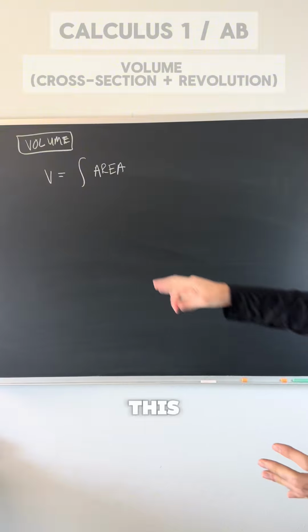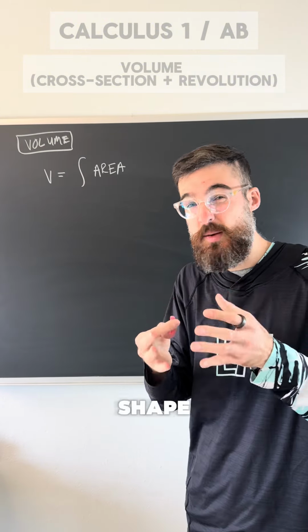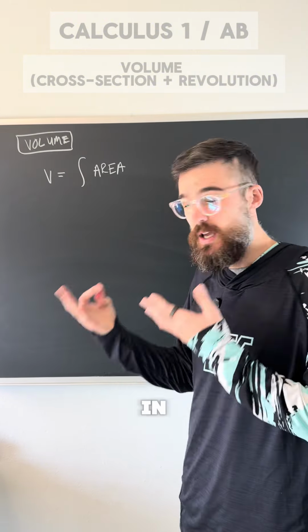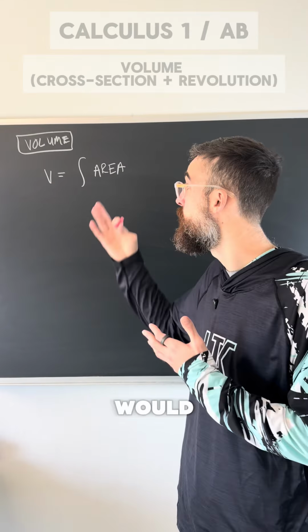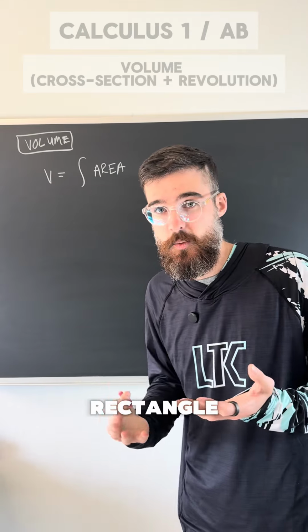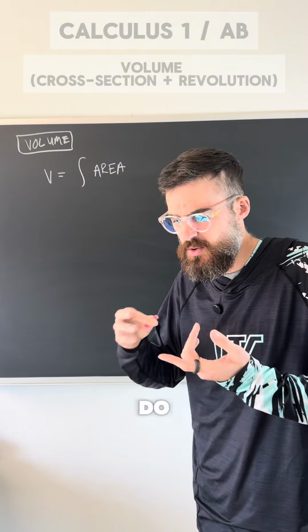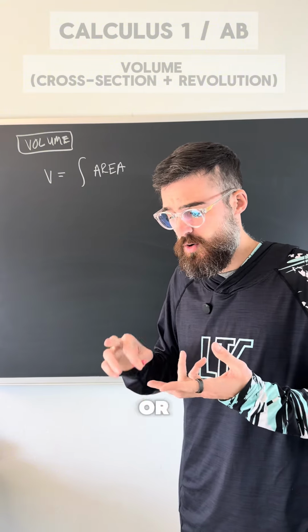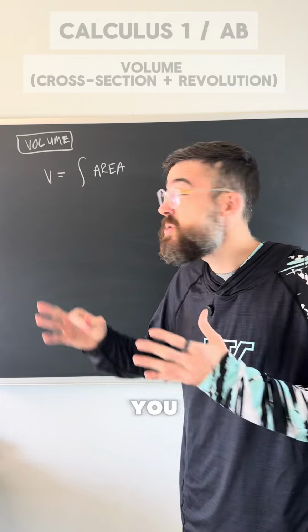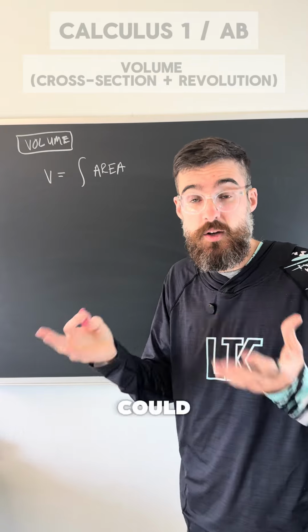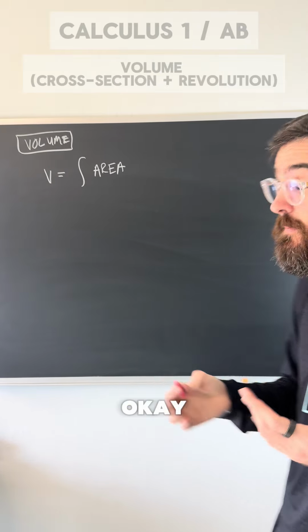It's important to note that this area function is going to be dependent on the shape of the thing that you are accumulating. In our textbook case, we were accumulating these rectangular pieces of paper, and so the area would be the area formula for a rectangle. But we could do any other shape, right? We could do areas of a circle, or semicircles, or triangles. We could do a bunch of different shapes, as long as you have an area formula for them, we could go ahead and accumulate those things, okay?